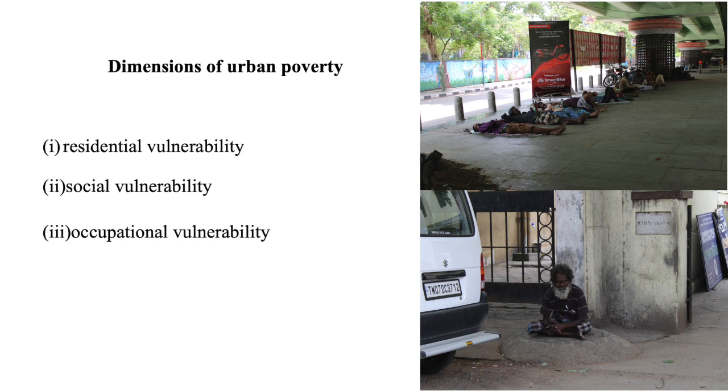If you look at the dimensions of urban poverty, they can be broadly divided into three categories as per the ministry. Number one, residential vulnerability, which includes access to land, shelter, basic services, etc. Second, social vulnerability, which includes deprivations related to factors like gender, age, social stratification, lack of social protection, inadequate voice and participation in the governance structure, etc. Thirdly, we have occupational vulnerability. This includes precarious livelihoods, dependence on the informal sector for employment and earnings, lack of job security, poor working conditions, etc.